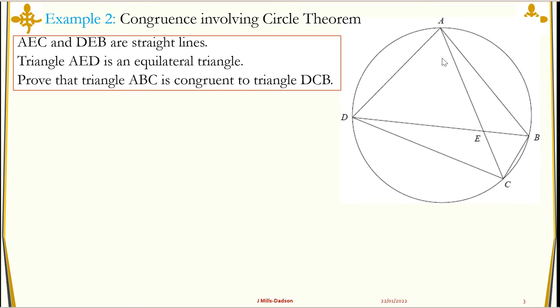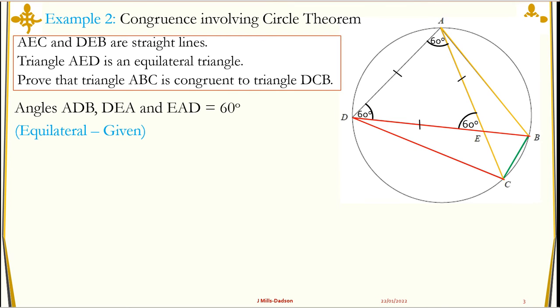Prove that ABC is congruent to DBC. Right. Now, important information we have here is that AED is an equilateral triangle. It will really help us with our proofs. So let's see. We do the marking. Let's mark the triangles. Highlight the triangles first.